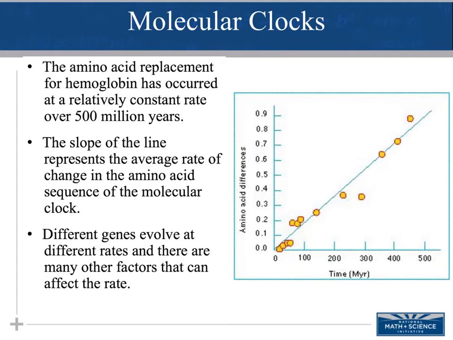And we're looking at a period of 500 million years. The slope of your line is going to represent the average amount of change taking place within this particular molecular clock. And it just shows you that different genes evolve at different rates. So it's not just one thing necessarily affecting the rate of evolution.